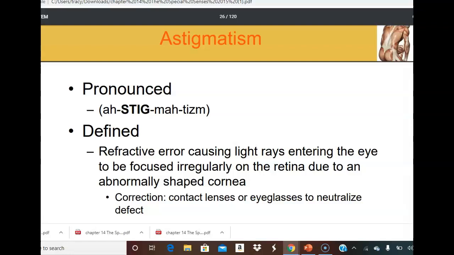Okay, so astigmatism is a refractive error that causes the light rays that enter the eye to be focused sort of irregularly on the retina. Now, this is usually because the cornea is abnormally shaped. Okay, and there are LASIK and radial keratotomy, some of those other eye surgeries that can actually adjust the shape of the cornea and then allow people to actually be able to see without lenses or glasses.